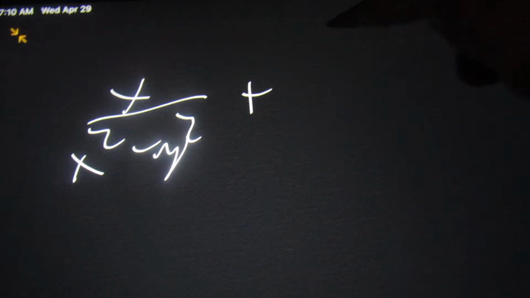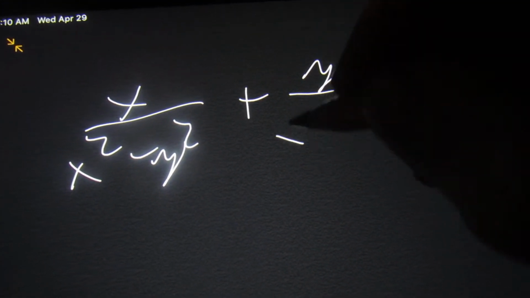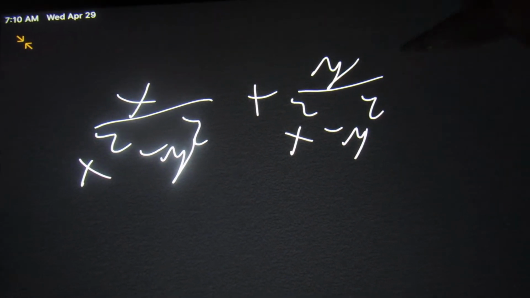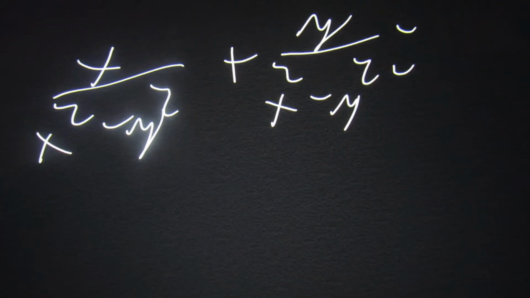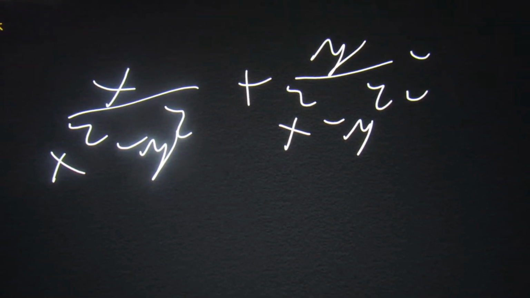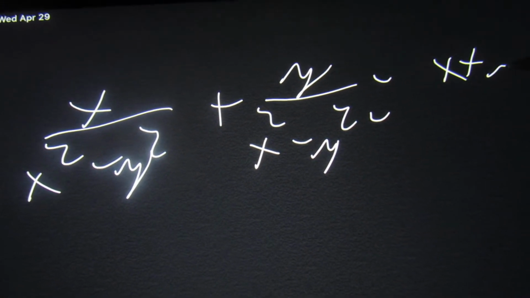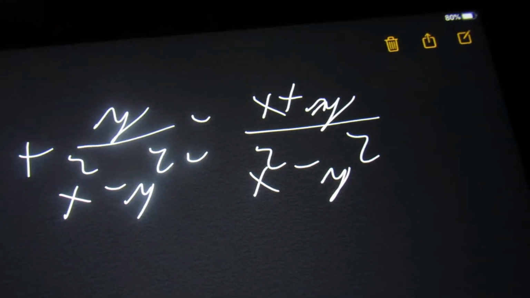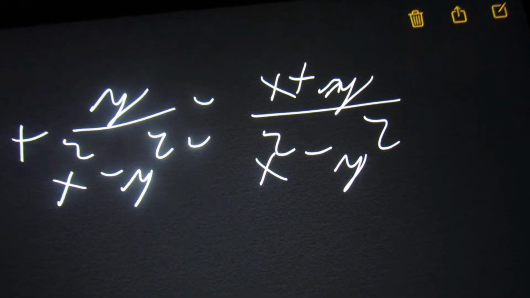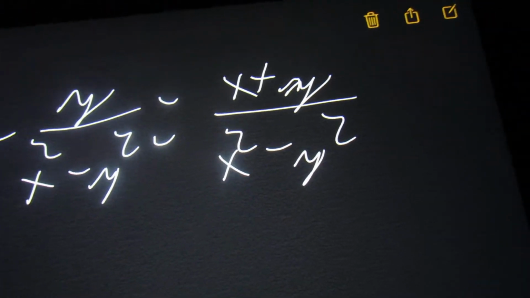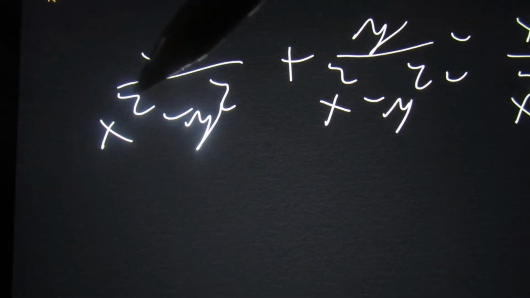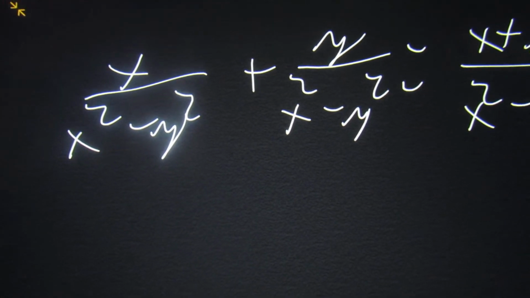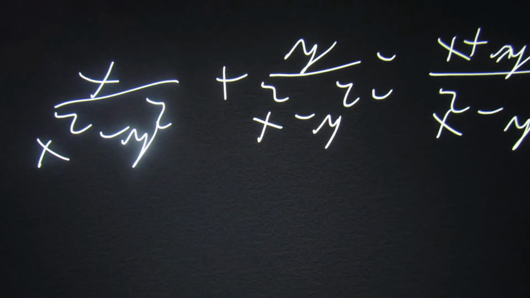x over x squared minus y squared plus y over x squared minus y squared. So I already have common denominators, so now I just need to add the numerators, and I'm left with x plus y over x squared minus y squared. And now note that in the denominator, it's a difference of 2 squares. Also, note that I didn't factor anything before I started. In this section, you don't need to do that.